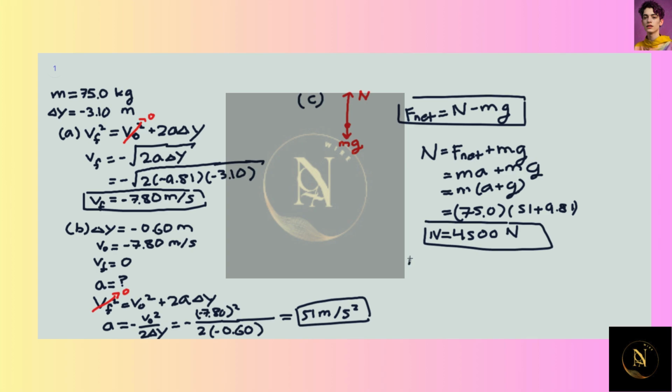And lastly, we want to know about the normal force to weight ratio, which is going to be the normal force that we just found, divided by that mg. So this is 4,500. Down here is 75 multiplied by 9.81. Plug this all in, and then we get a normal force to weight ratio of 6.2 is how hard he needs to exert.